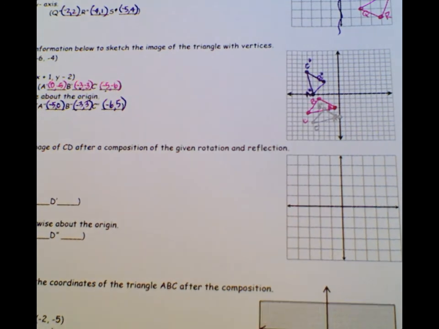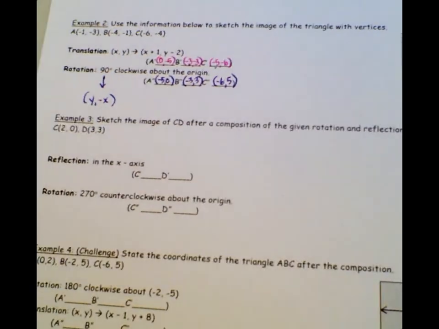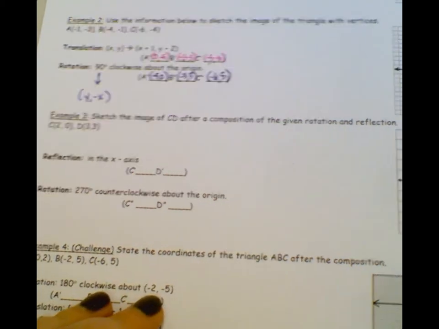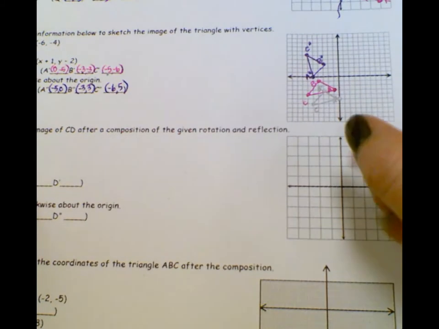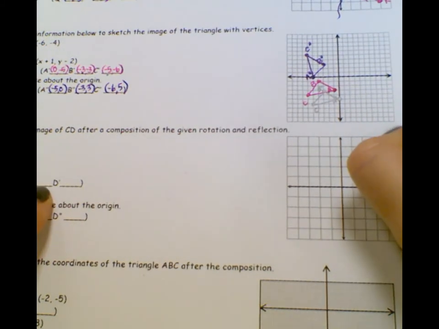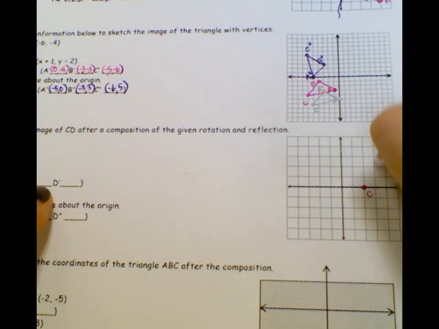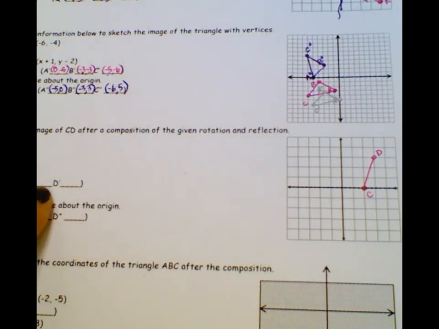All right, let's try an easier one. Try to get a hang of it. The reason why this is easier is because it's a segment. It's not a triangle. So sorry, guys. Let's go over here and plot it. So C is over 2, 0. There's our C. And then D is 3, 3. So again, it's just a segment this time. We're just going to move him around.